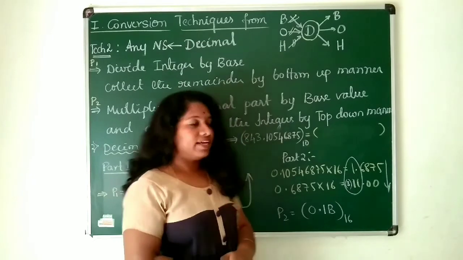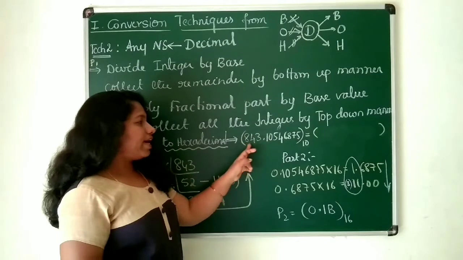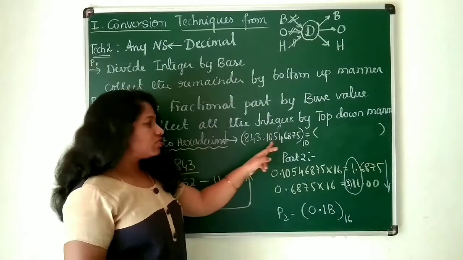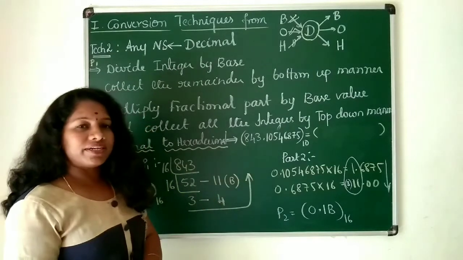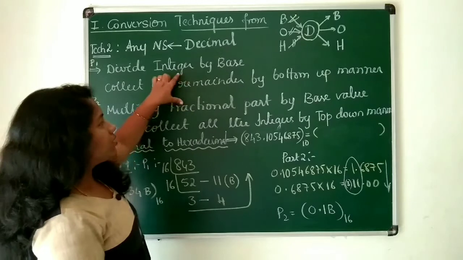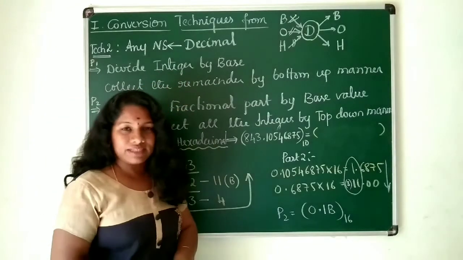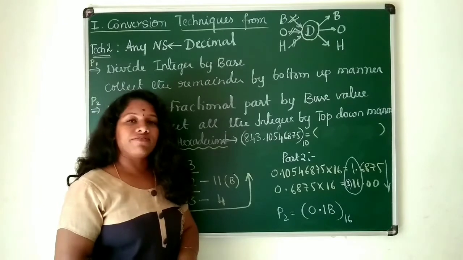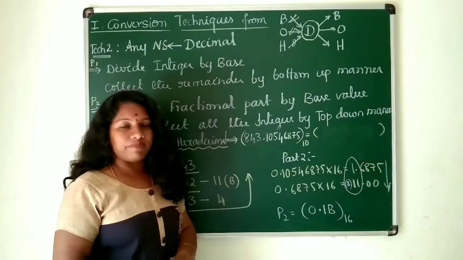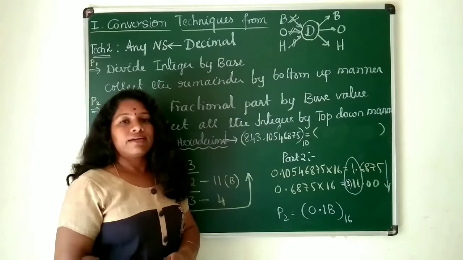Here I have taken the decimal value as 843.10546875. So this must be converted into hexadecimal number system. Means you need to remember the two hints here. The integer part is divided by the base, and then the answer is taken from bottom up manner, and the fractional part is multiplied by the base value, and the integer part of all the answers are taken from top to bottom manner.